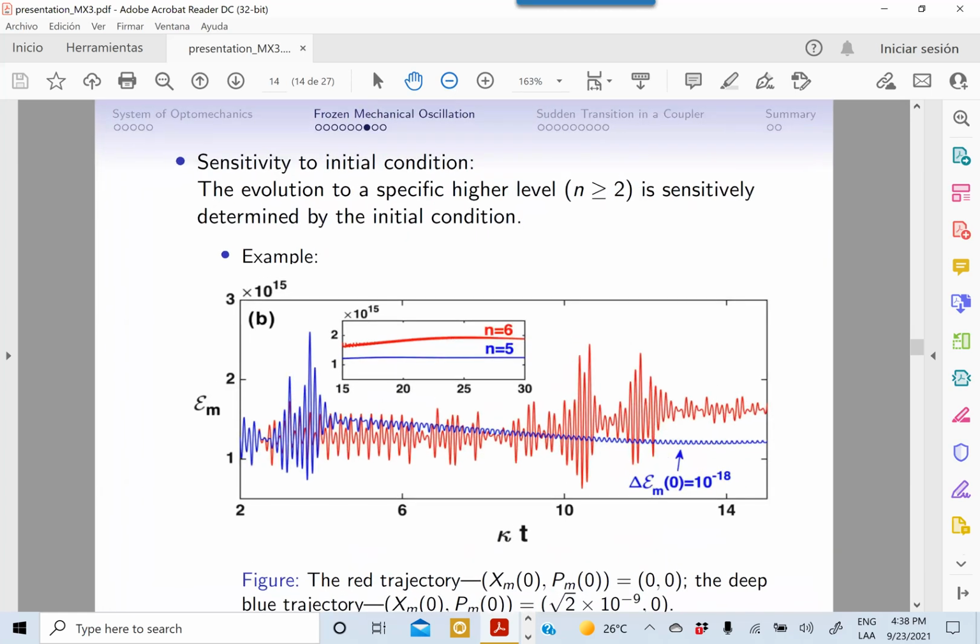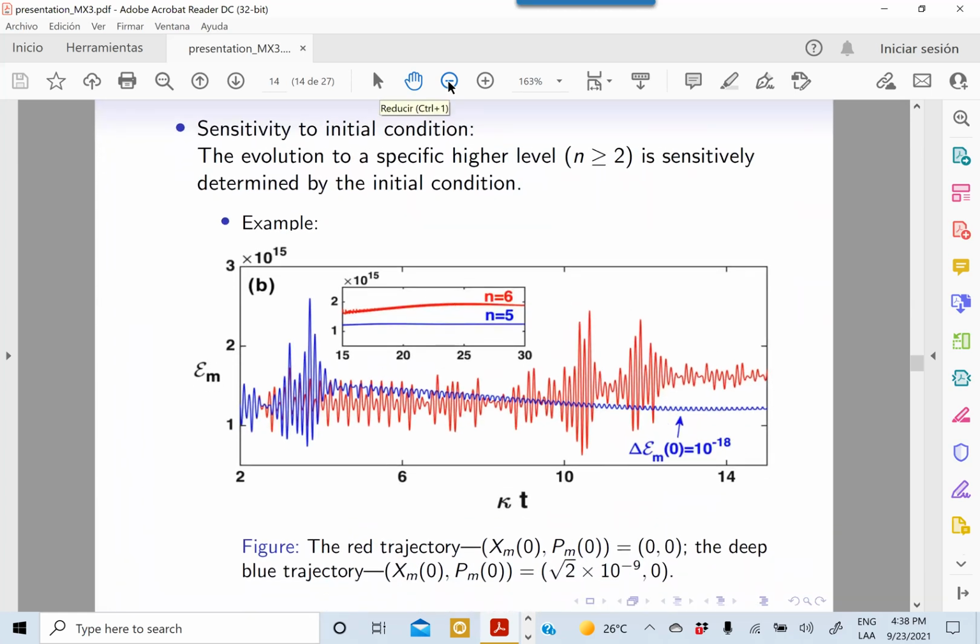There are 2 curves. One of the curves evolved from the initial condition of XPM equal to 0. The other one has a very tiny difference. The initial position of the movable mirror is deviated by a very small amount, 10 to the minus 9. This XPM is dimensionless. For the real one, we need to multiply by a certain factor, and the real one is also a very small amount. For these 2 initial conditions, their evolution trajectories become different.